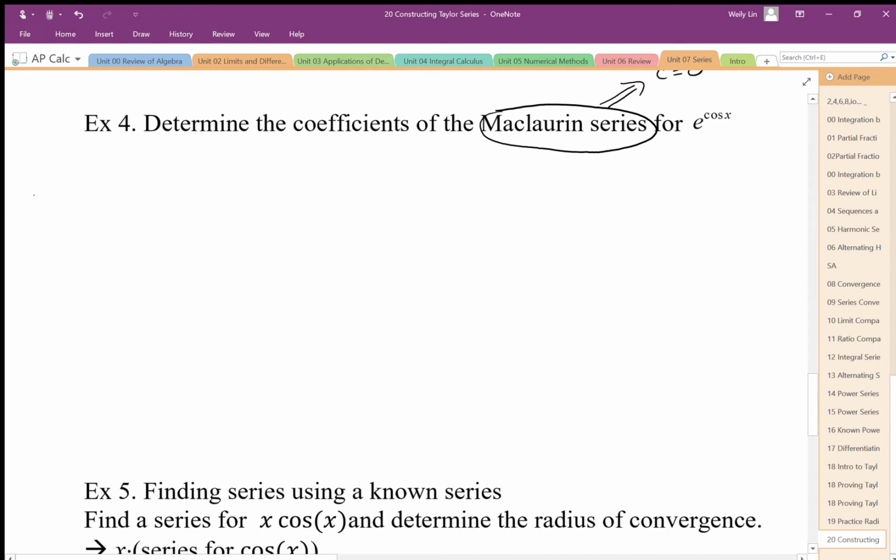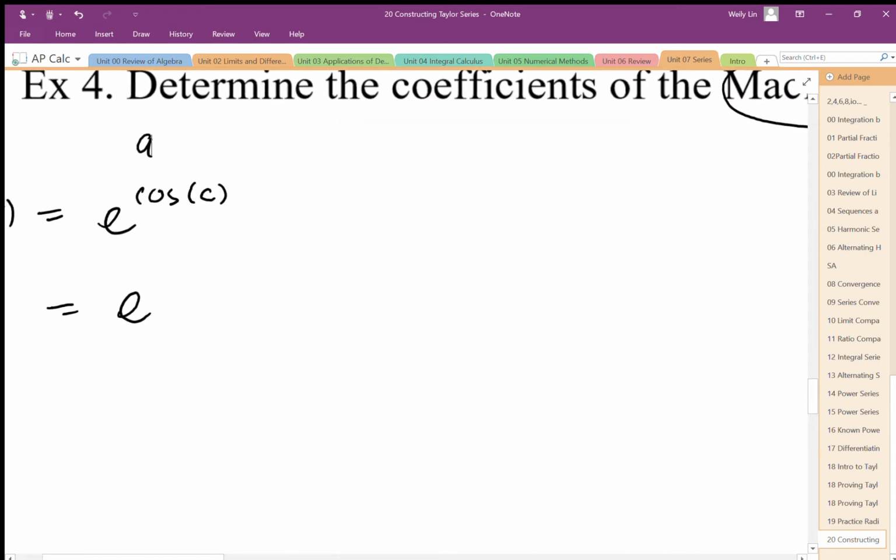So we're going to call it P of x, and for a0, we're just going to take e to the cosine of the center, which is going to be 0. Okay, so when we work that out, cosine of 0 is going to be 1, so we end up with the first term equal to 1. Okay, so that's a0. Then we move on to the next term, a1.